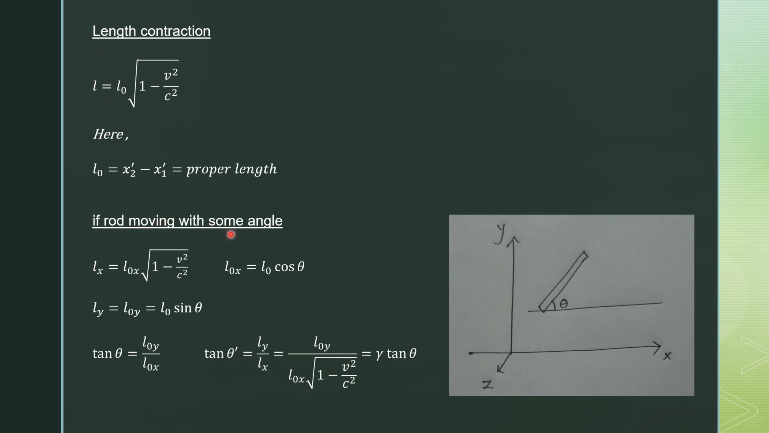So if a rod is moving at some angle, then we can write Lx will be L naught x root over of 1 minus v square by c square, where L naught x is equal to L naught cos theta, and here Ly is equal to L naught y, that is equal to L naught sin theta. So we can write tan theta is equal to L naught y by L naught x. These are the proper lengths. And tan theta' will be Ly by Lx, that is equal to L naught y by, we can write Lx as L naught x root over of 1 minus v square by c square. So this will be gamma tan theta.